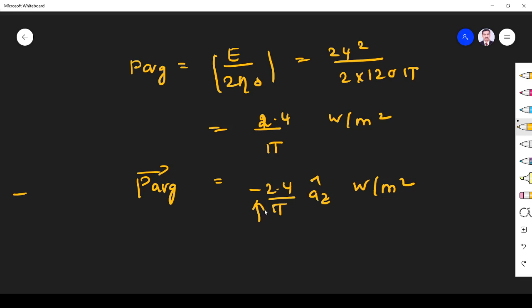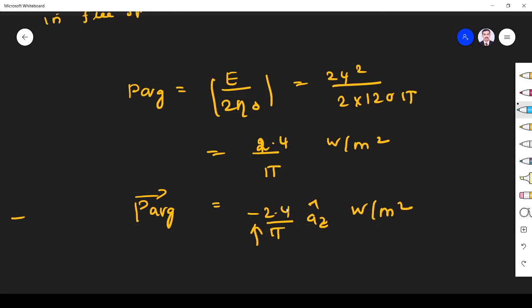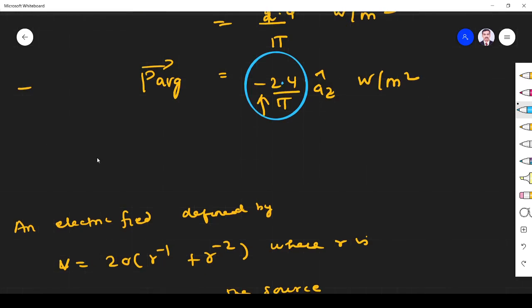Why did I put minus? Here you see, as per the problem, the wave is propagating in the minus z direction. Omega t minus beta z means it will be the plus direction. Since it is given as plus, it is traveling in the minus z direction. So power will flow in the same direction. So I have to put minus 2.4 by pi. If they give plus 2.4 by pi, that option is wrong. Please choose minus 2.4 by pi.